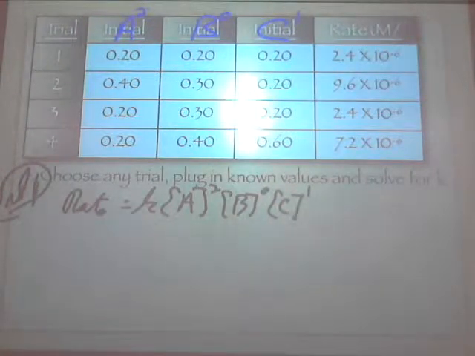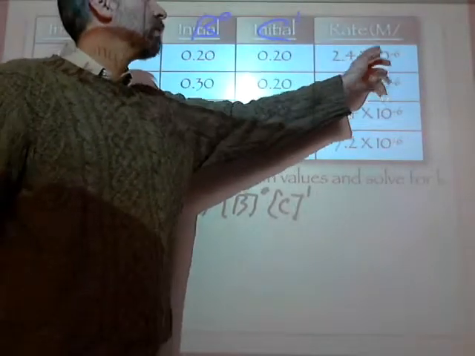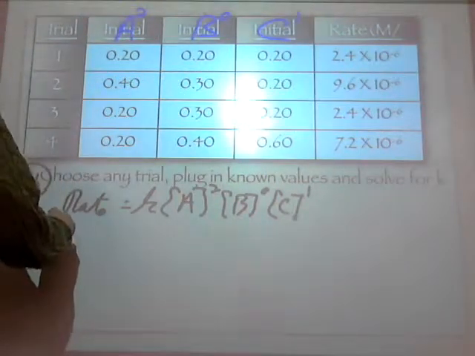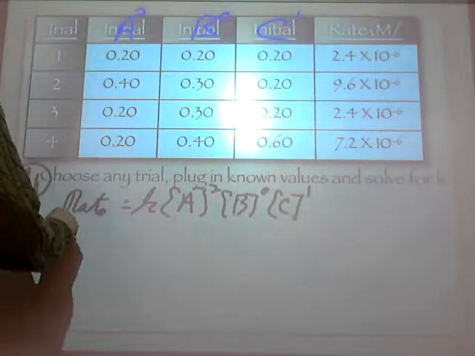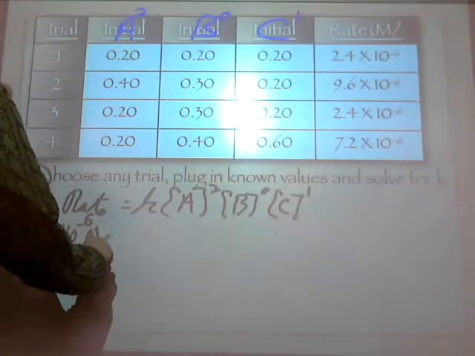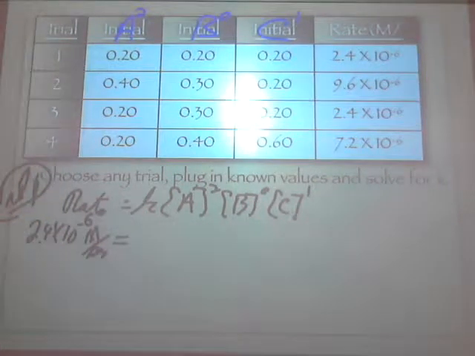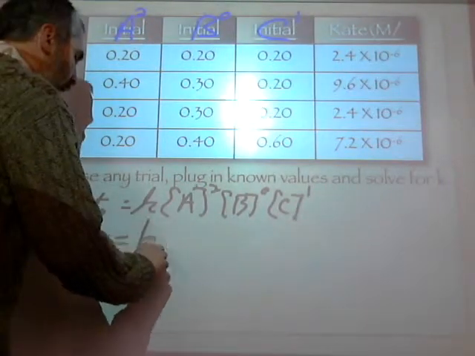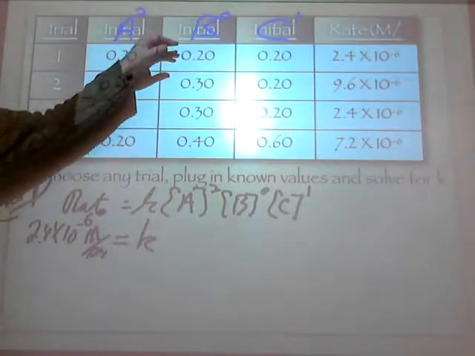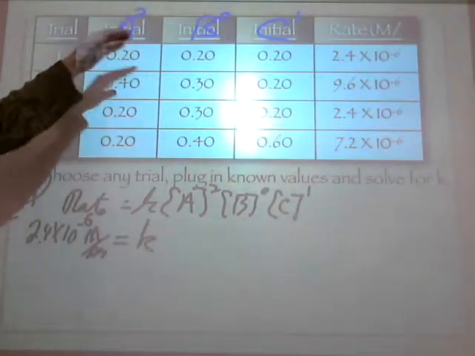And now I plug in everything I know. I know the rate. It's right there. 2.4 times 10 to the negative 6 molar per second. K is my unknown. The last thing I have not solved for yet. You say, well, why isn't it 1 this time? This is not the change or the factor by which it's changing. I'm solving for K. In this case, I'm just taking one trial.